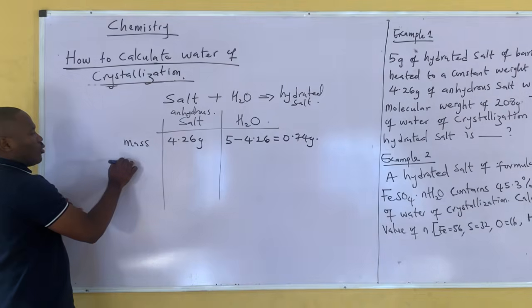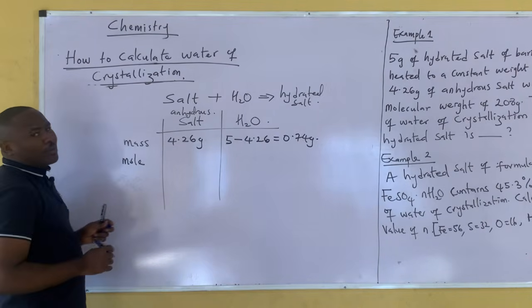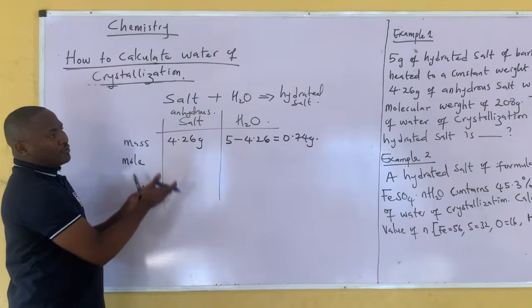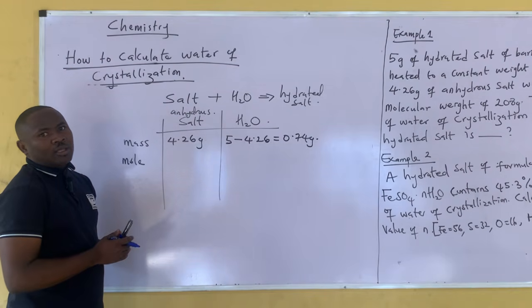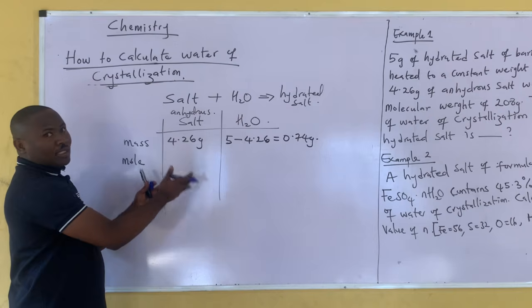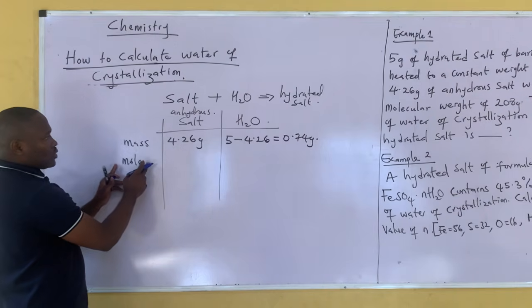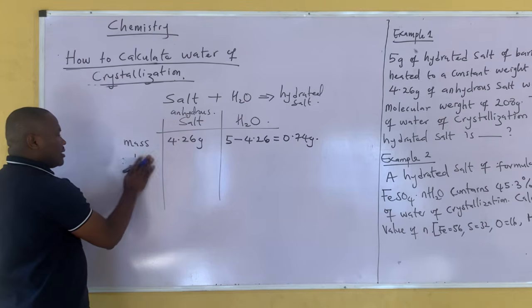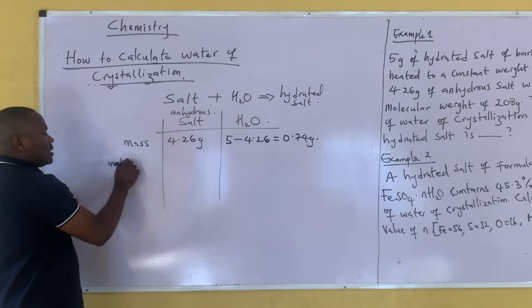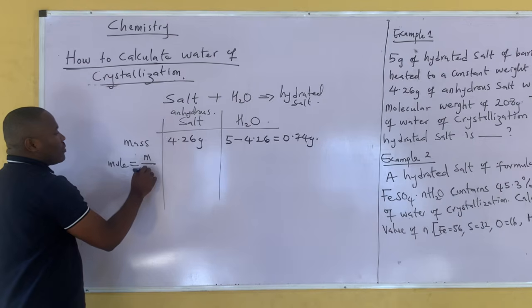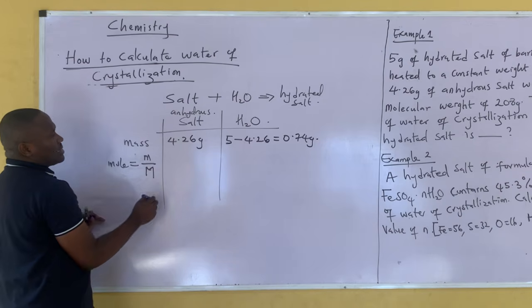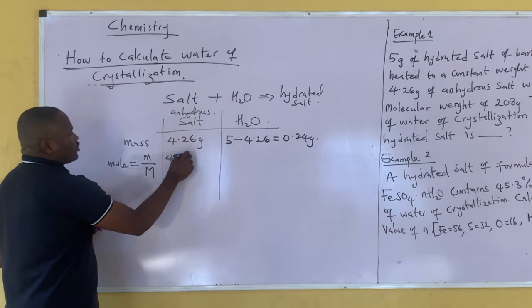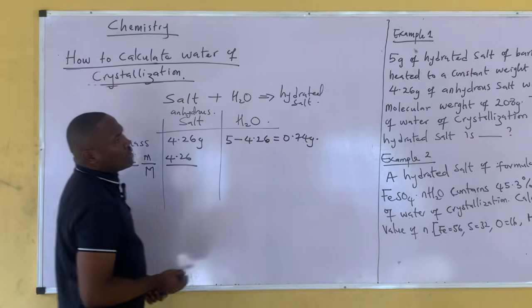Now, what is the mole? Remember, you can go check my video on empirical formula. I've done a video on empirical formula so that you can understand what I'm doing properly. Now, the next thing is the mole because I have done the mass. Mole is equal to mass over molar mass. What is the mass here? Mass here is 4.26 over what's the molar mass of the salt?